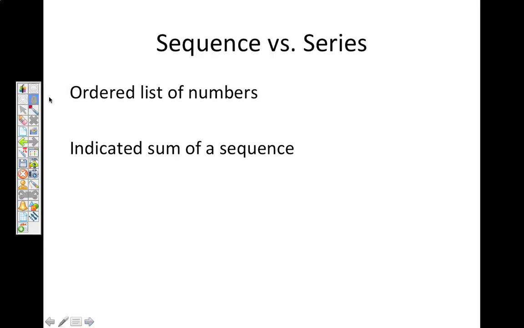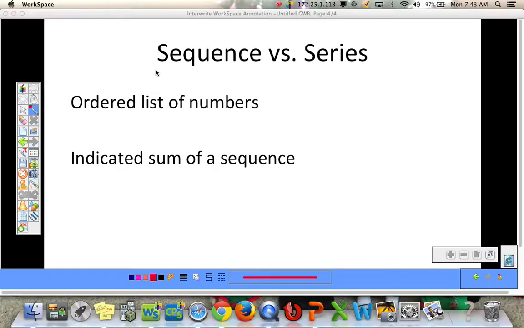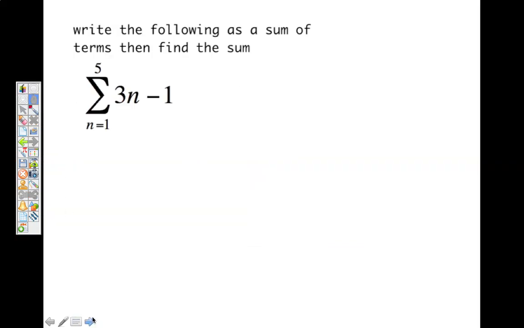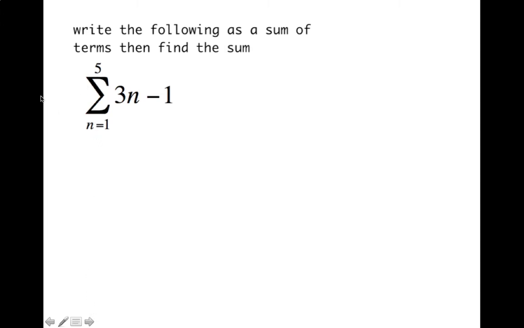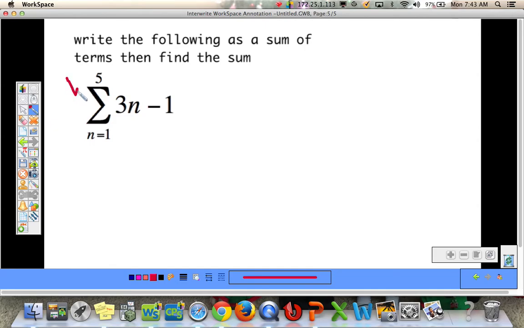Quick review: sequence versus a series. A sequence is the ordered list of numbers, and the series is the sum. So series is the sum, sequence is just the list. Here are several examples that you'll see. We have the sigma notation, which is a Greek letter that stands for the sum of.